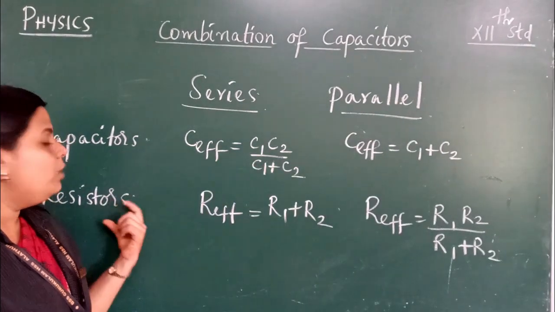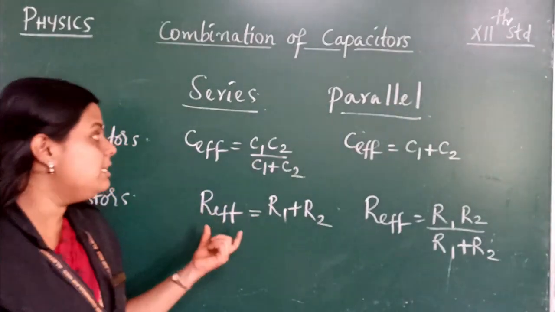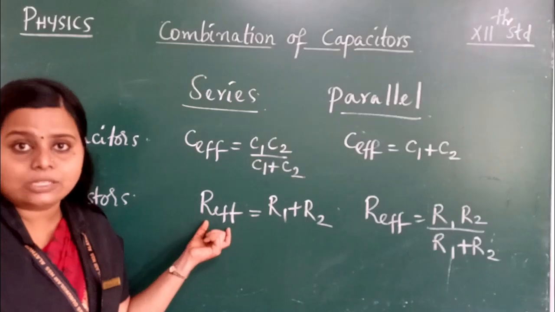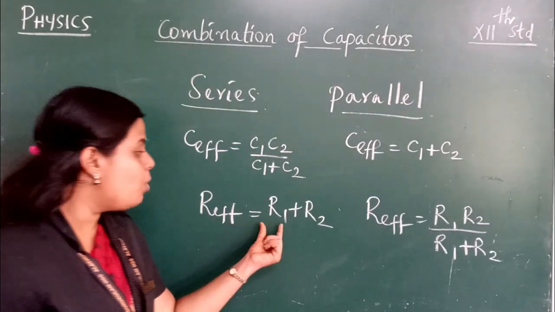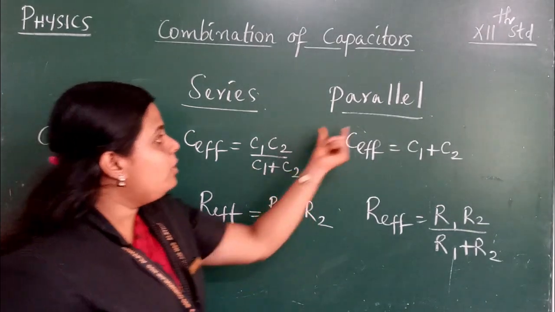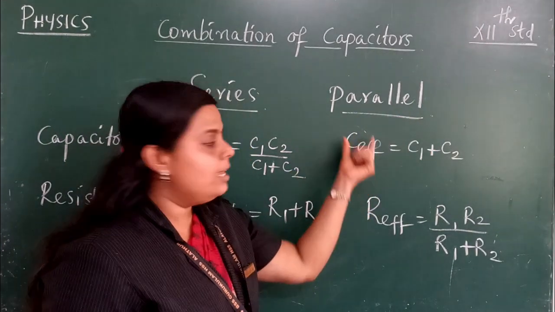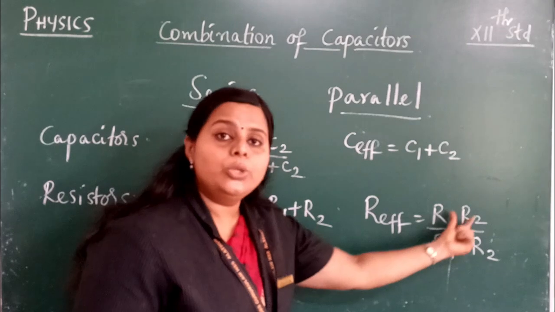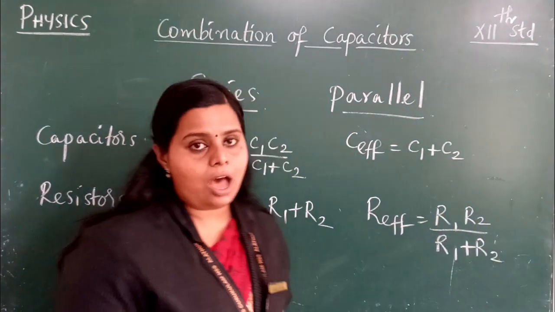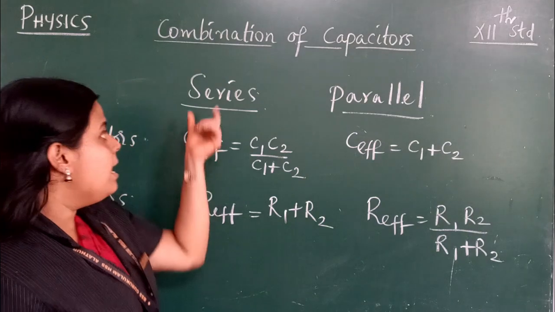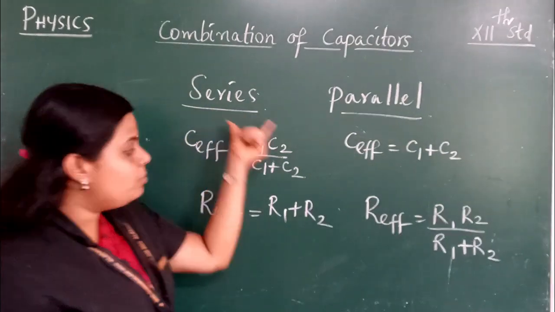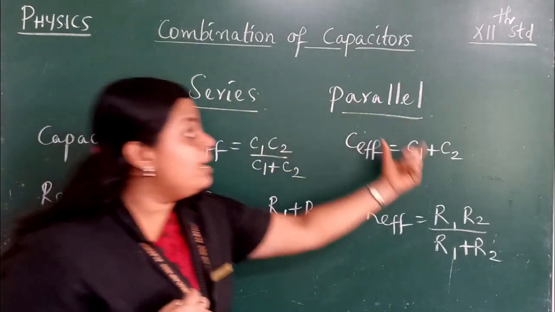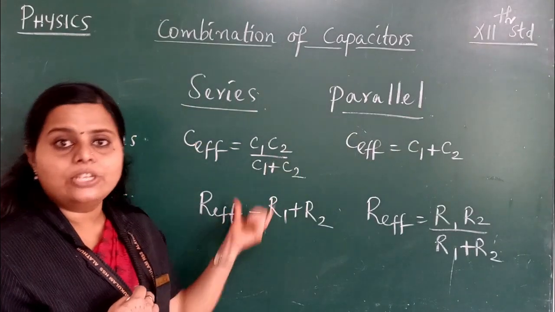In the same way, what about resistors? If we connect two resistors in series, what about the effective resistance? This you have learned in your high school classes, that is R effective is equal to R1 plus R2, right? And what about the parallel combination? If it is capacitors, then C effective is equal to C1 plus C2. So the parallel combination equation of capacitors is similar to the series combination equation of resistors, and the series combination equation of capacitors is the same as the parallel combination equation of resistors.